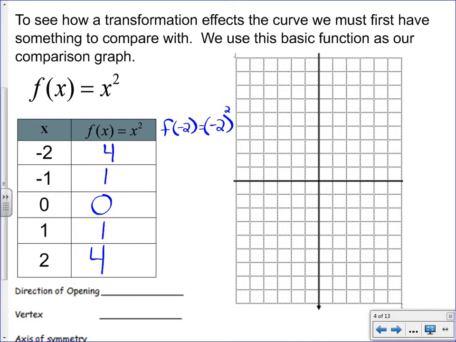Okay. Now I want you to plot this. So when I plot this, this is an ordered pair. This is how you would write it, -2, 4, but it's in a table of values. So when I have -2, I go left 2, up 4. 1, 2, 3, 4. -1, 1. 0, 0, 1, 1, 2, 4. And it's a curve.